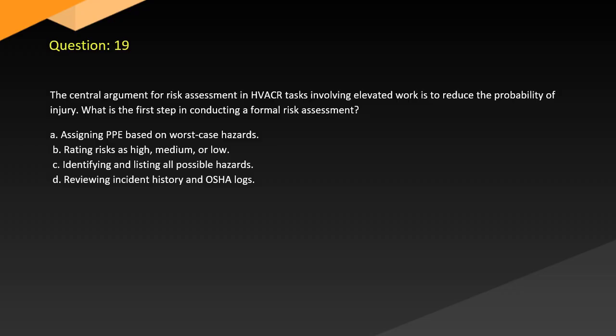Question 19. The central argument for risk assessment in HVACR tasks involving elevated work is to reduce the probability of injury. What is the first step in conducting a formal risk assessment? A. Assigning PPE based on worst-case hazards. B. Rating risks as high, medium, or low. C. Identifying and listing all possible hazards. D. Reviewing incident history and OSHA logs.